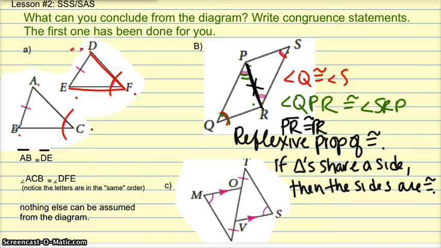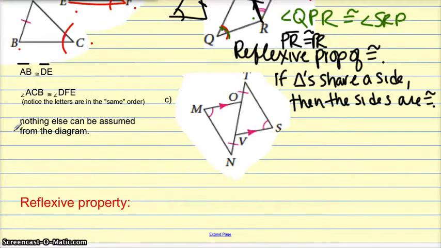So what do we have? We have an angle marked, an angle, and a side. Thinking about this other one, we have an angle, a double angle, and a side. So we can't make any statements yet about the triangles, but we can make congruent statements about their pieces. Lastly, this one's a little bit more complicated.